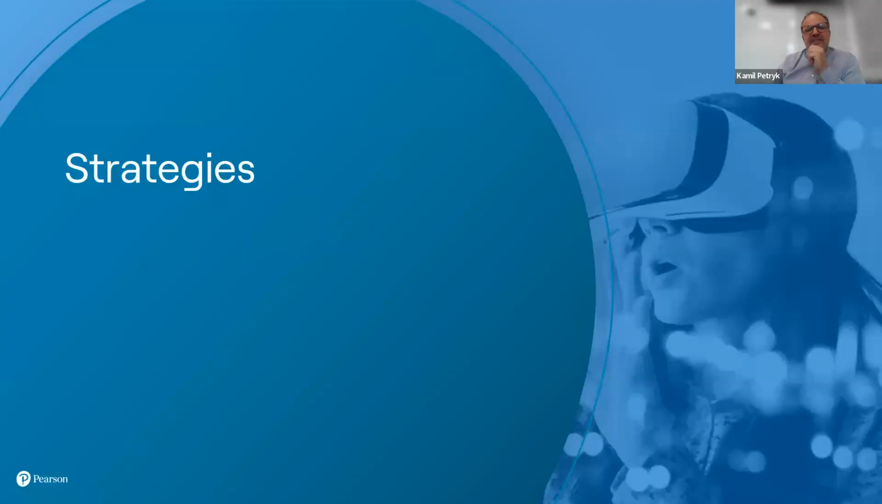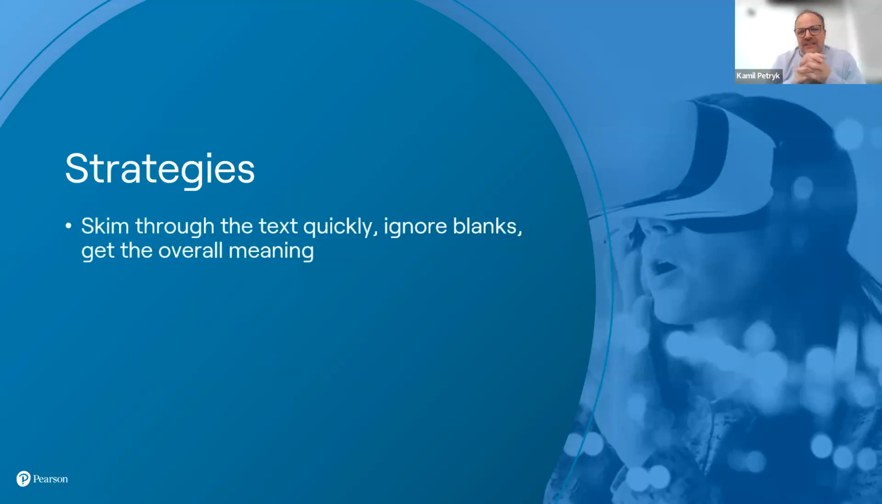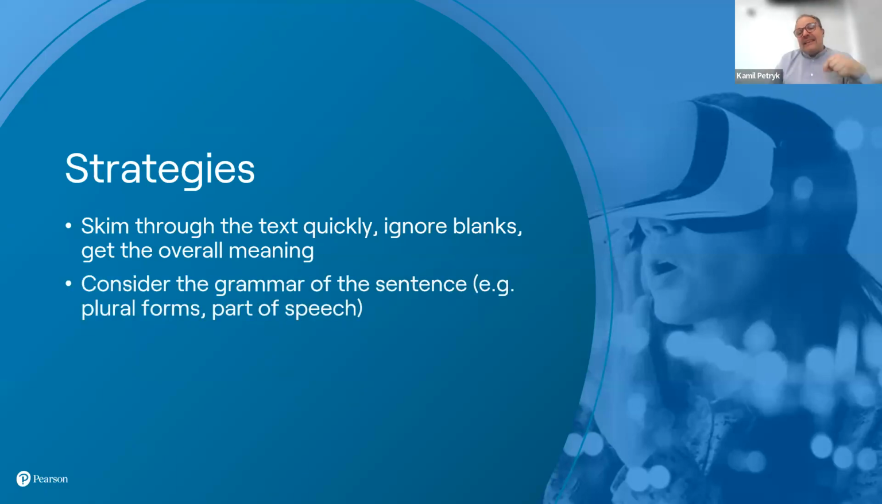A little bit about the strategies for these tasks, the strategies that we, the teachers, should help the students develop when getting ready for this kind of task. Skimming will appear a lot of times today. Obviously skimming is a crucial skill, just to get the idea of what the text is about, ignoring the blanks and getting the overall meaning. That's the first step, the first important strategy when approaching fill in the blanks. Then, when looking at a gap, there are some elements to be considered, for example, the grammar of the sentence.